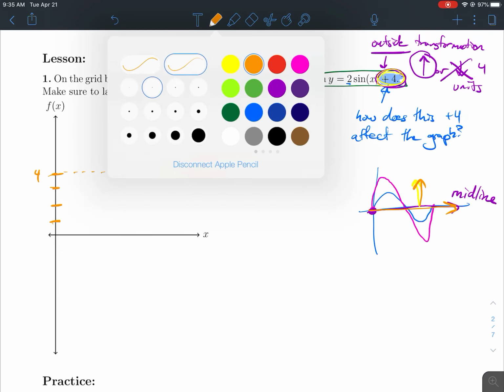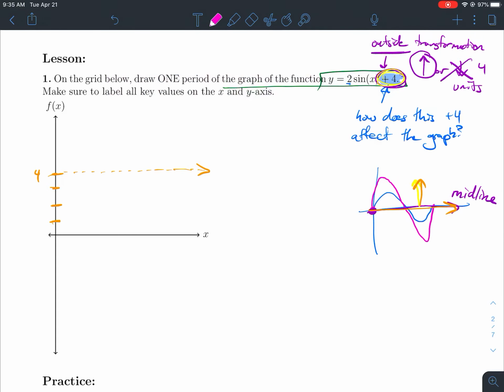And this midline, now, this is where the graph starts to oscillate about. So sine usually starts at 0, 0 on the midline. Because we've been shifted up 4, our new sine graph will start at 0, 4. It's just shifted up 4, because that's what outside transformations do. And it's going to go with the amplitude here, up 2 units to 6, back down to the midline, now down 2 units to 2, because 4 minus 2 is 2, and then it's going to go back to the midline.